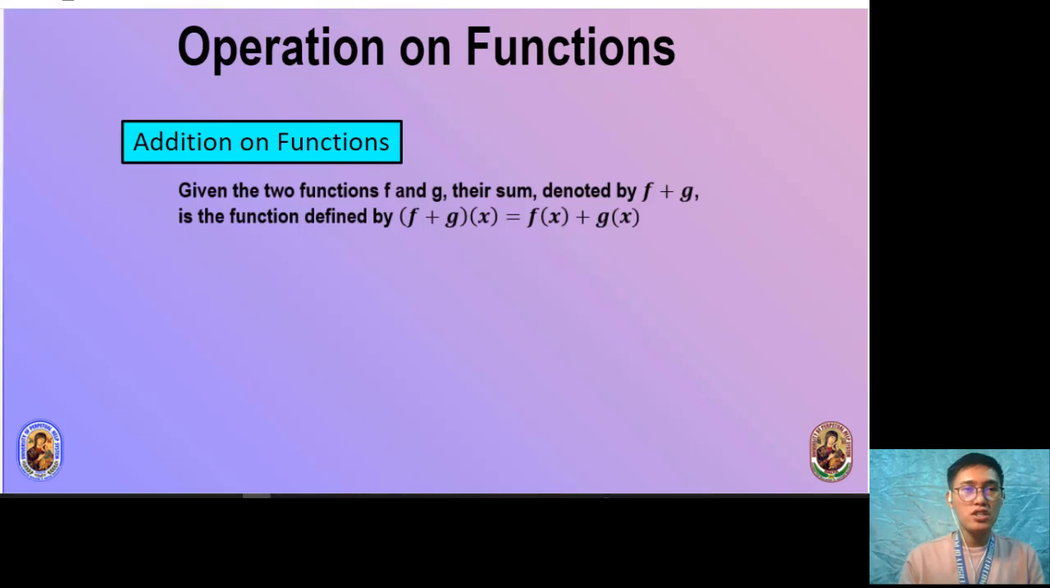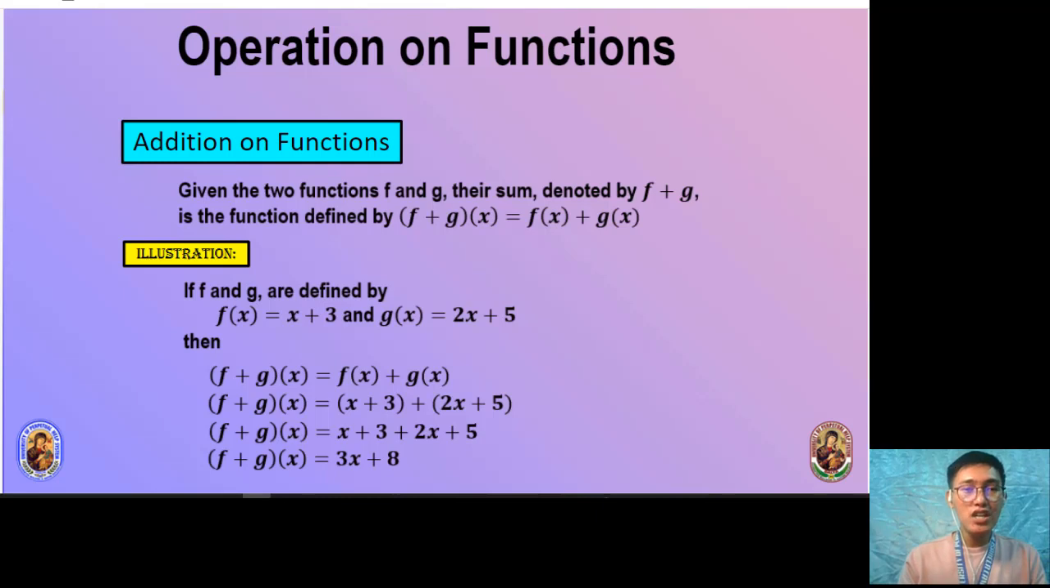Alright, addition of functions. Given the two functions f and g, their sum, denoted by f plus g, is the function defined by this formula for addition of functions: (f plus g)(x) is equal to f of x plus g of x. It is just like distributing x over these two functions we have here, f of x and g of x. Okay?